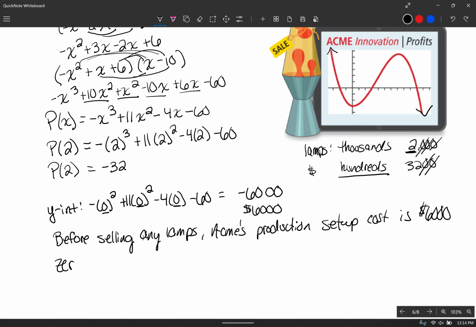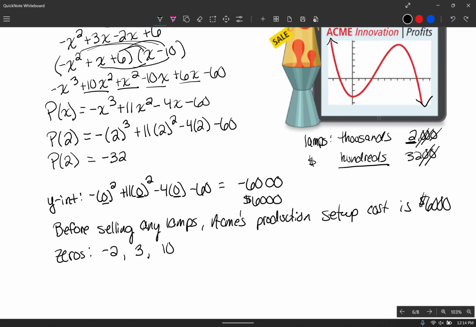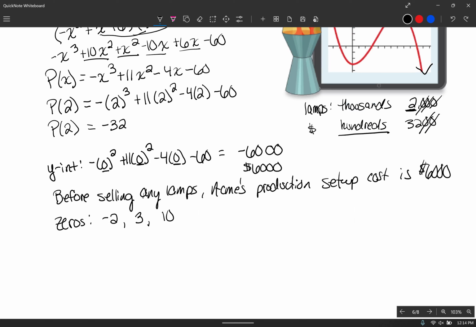All right, let's talk about the zeros of our function. Well, I know that we have a 0 at negative 2, and I have a 0 at 3, and I have a 0 at 10. So these represent the lamps sold. Well, I can't sell a negative number of lamps, so this 0 isn't even relevant to our problem. However, remember this is in thousands, so this would represent 3,000 and 10,000 lamps.